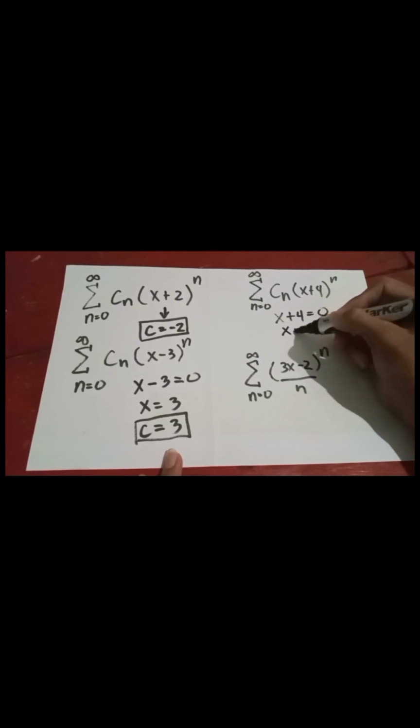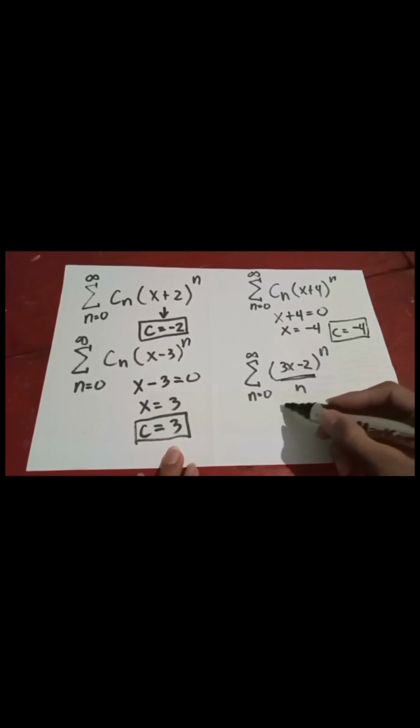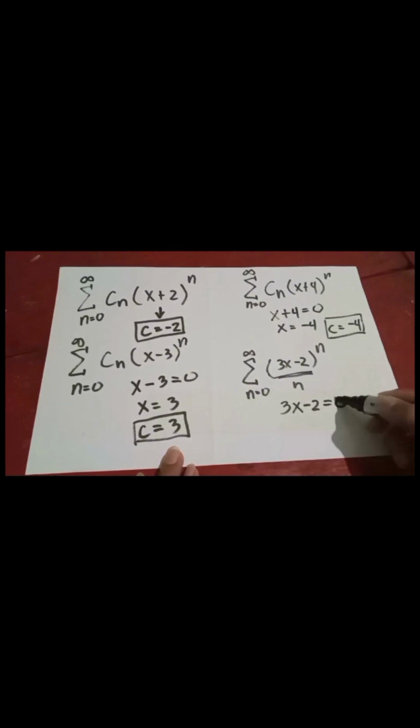How about the third one? We set the inside, x plus 4, equal to 0 and find the value of x. And x is equal to -4. So it's centered at -4. And for the last one, we also set the inside, 3x minus 2, equal to 0 and find the value of x. Our x is 2/3. So it's centered at 2/3.